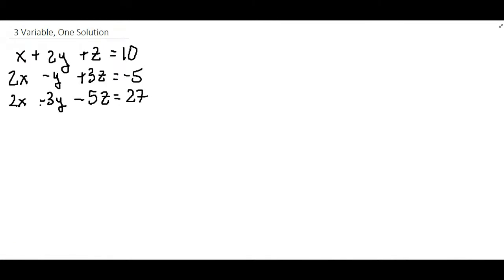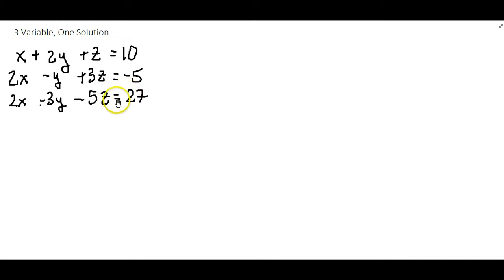So let's look at what if we have a one solution problem. What does this look like? So if we have three equations that we have to solve for variables x, y, and z, the first one is x plus 2y plus z equals 10. Second equation is 2x minus y plus 3z equals negative 5. And 2x minus 3y minus 5z equals 27. So we have an x, we have a y, and we have a z in each one of the equations.